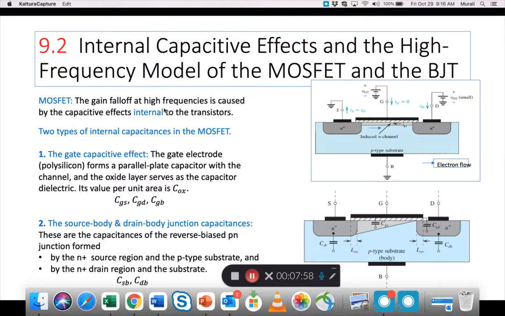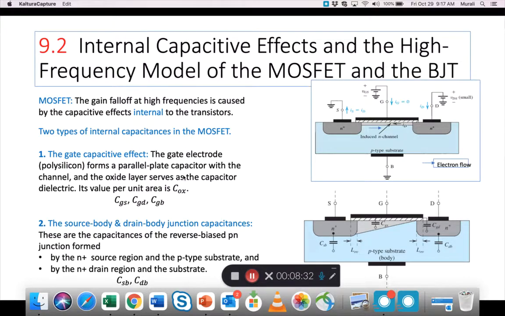This is all new stuff. So let's see what the notes say. First of all, the gain fall off at high frequencies is caused by the capacitive effects internal to the transistors. Two types of internal capacitances exist in the MOSFET: the gate capacitive effect and the source body and drain body junction capacitances. So there are two types. The first type gives you three individual capacitances, and the second type gives you two individual capacitances.